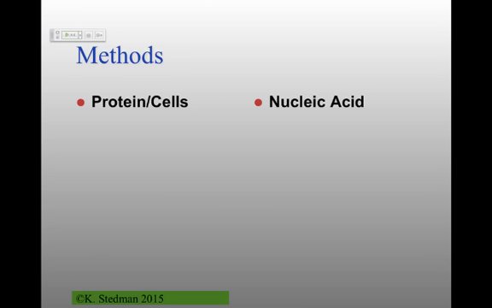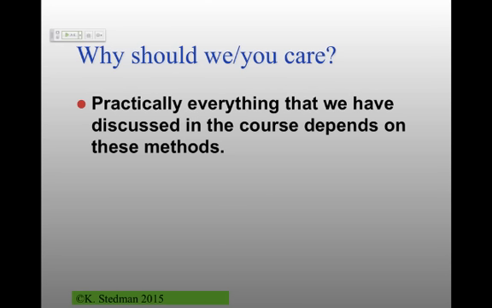Okay, other questions? Yeah, so in terms of methods, there are basically two different sets of methods. We're not really going to talk much about cell methods here, mostly proteins. And then again, on Wednesday, we'll talk about nucleic acid methods, including sequencing. Why should we care? You can read that. Basically, everything we've talked about has to do with this, which is why I've been thinking about maybe doing this earlier on in the course rather than right now.